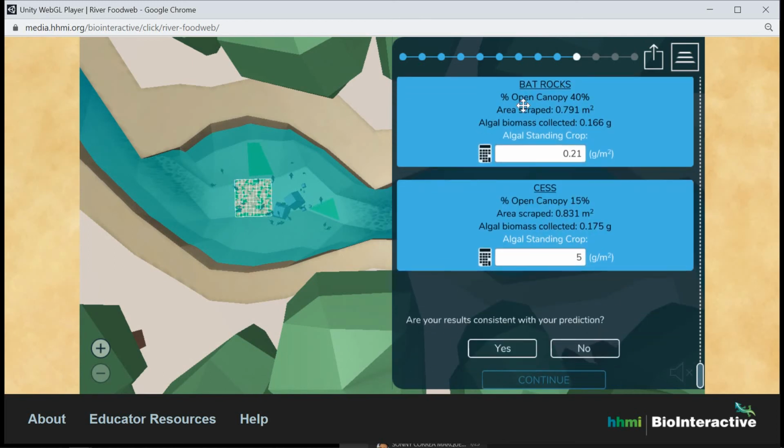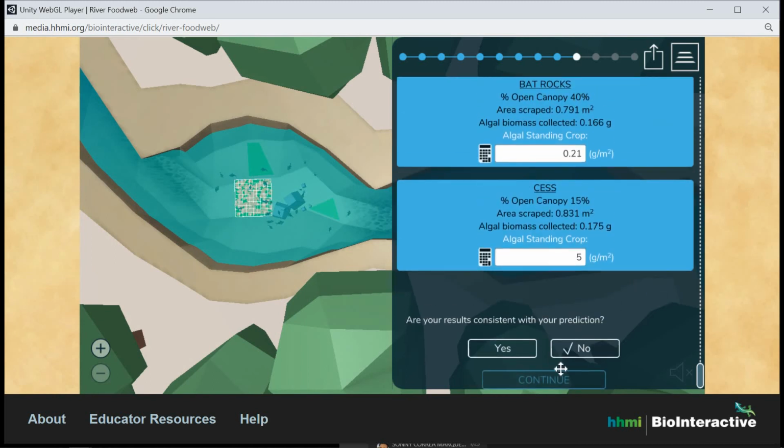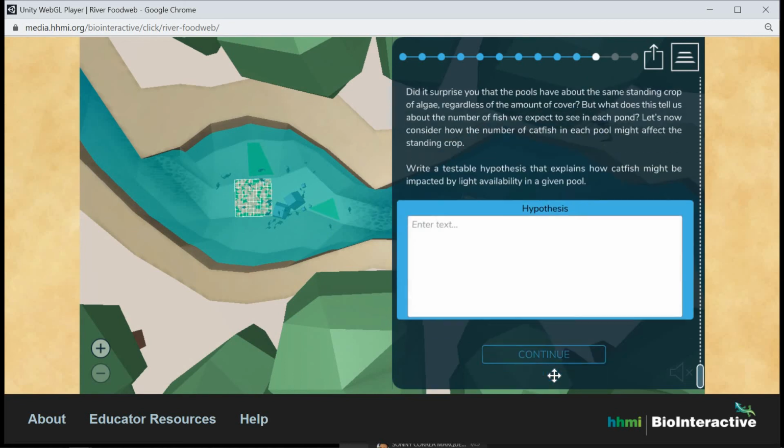And then you're going to check and look at your prediction. Which pool had a bigger number for the standing crop of algae, the one on the left with more sun, or the one on the right with less sun? Does that match which pool you predicted was going to have more algae? Again, I'm just putting random numbers or answers.